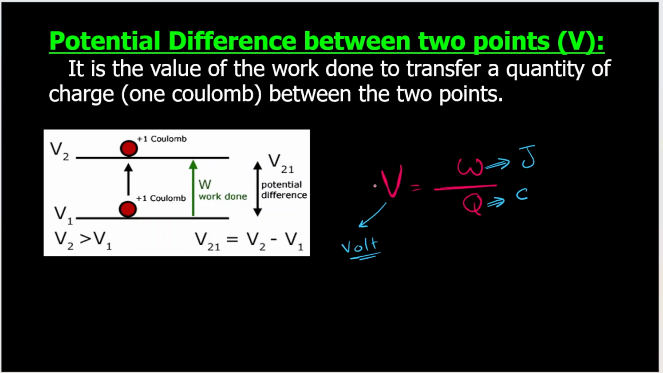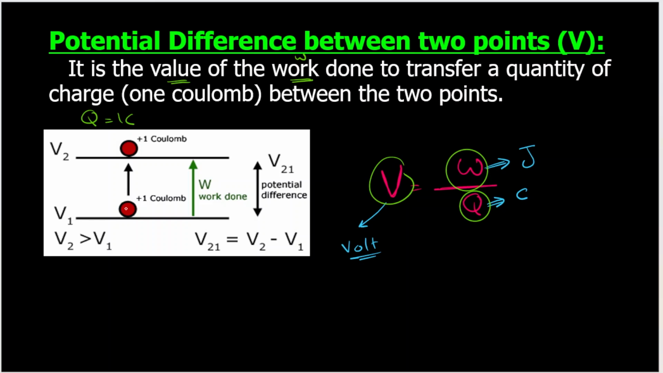So what's meant by potential difference? Potential difference is the work done to transfer a quantity of charge between 2 points having a potential difference. So what's meant by potential difference between 2 points? It is the value of the work done, W, to transfer a quantity of charge, Q, whose value is 1 coulomb between these 2 points.